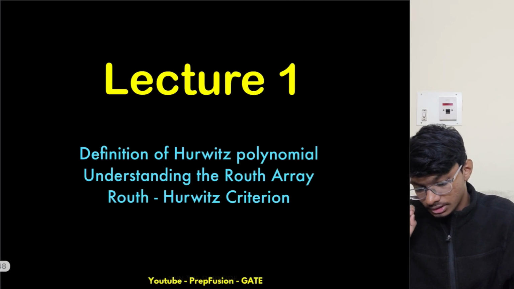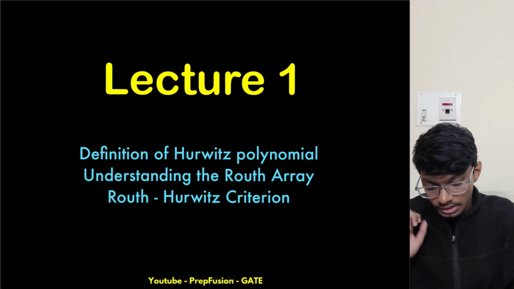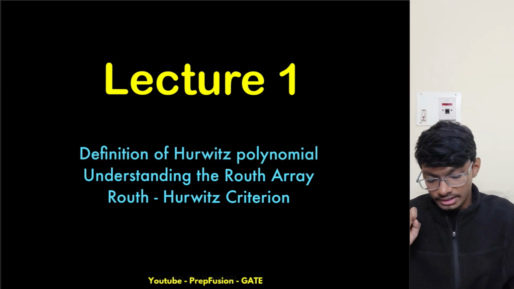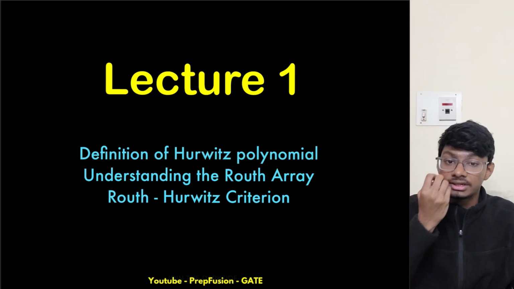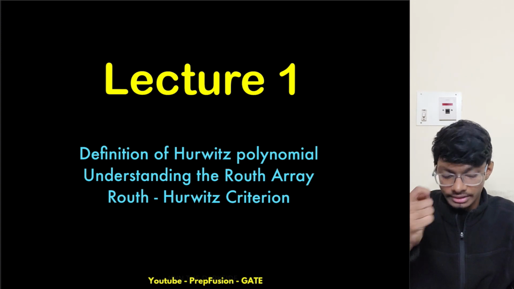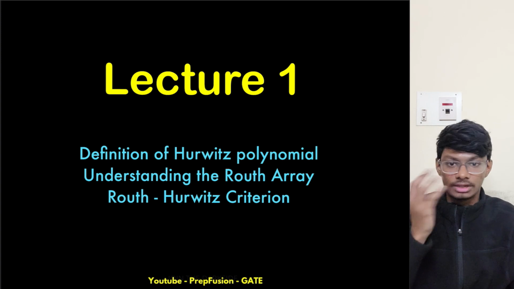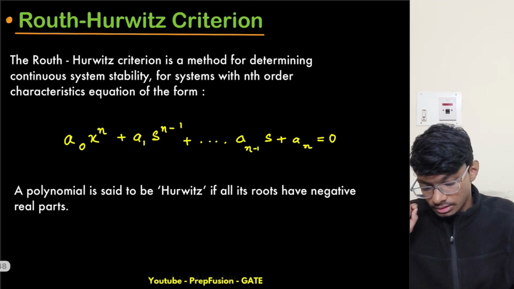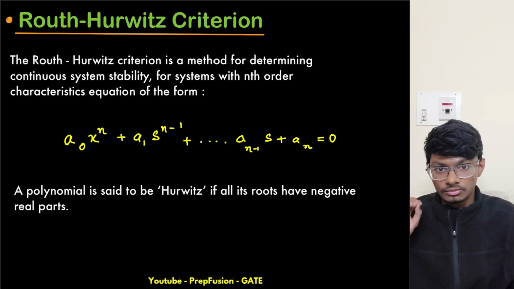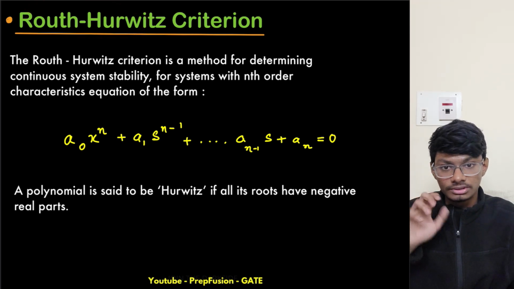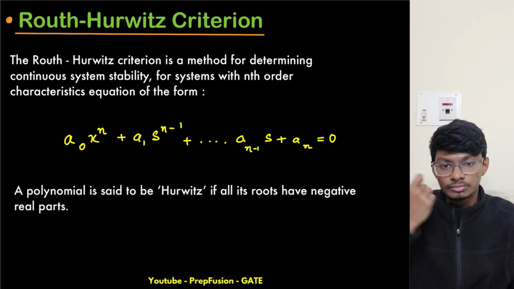So basically, this will be lecture 1. In lecture 1, firstly we'll understand what a Hurwitz polynomial is. Then we'll understand the Routh array and how to construct the Routh array, and the Routh-Hurwitz criterion, what the conditions are. So first let's understand that this is not the criterion totally, but first we will just understand what basically the Hurwitz polynomial is.